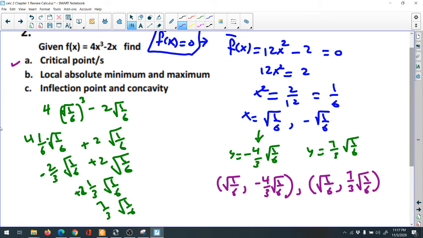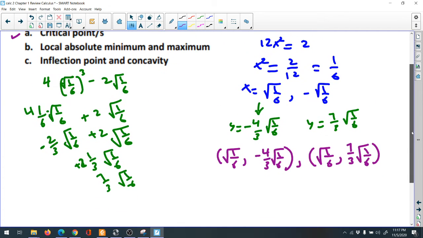We need to find absolute minima and maxima. So which one has the minima? Which one has the maxima here? The minimum y is negative 4/3, and the maximum y is 7/3. So minima, maxima.